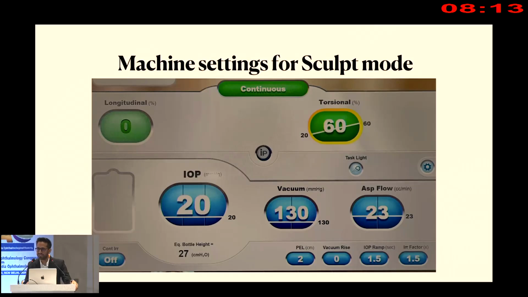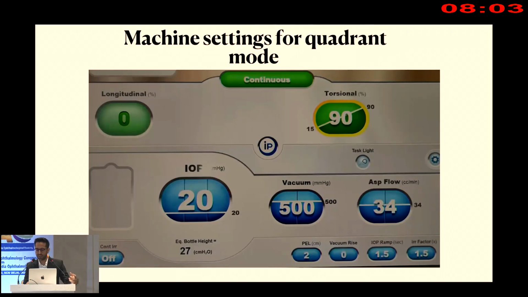My machine settings would be a low IOP of 20 to 24, physiological IOP, with a low vacuum and aspiration flow rate. In this case, the cataract was on the harder side. So for quadrant removal, I usually increase the vacuum, and as Dr. Vasavra says, you can also keep the aspiration flow rate low.